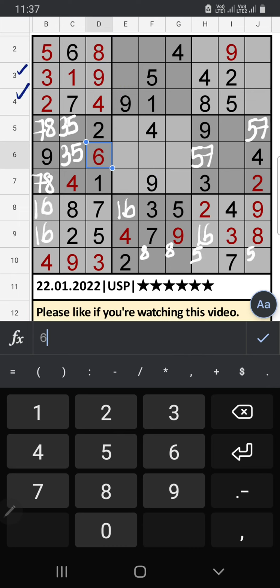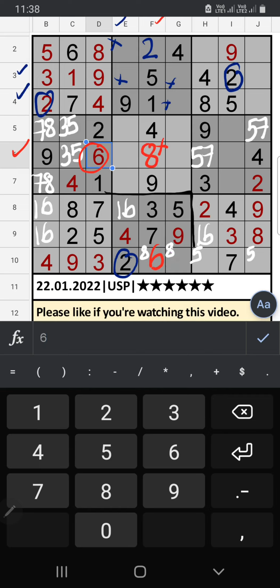In the third row and fourth row we have 2. Column E also has 2, so 2 can't come in these cells. Then 2 is confirmed here. In column F, 2 numbers are remaining, 6 and 8. In the sixth row we have 6, so 6 can't come in this cell. 6 is confirmed here. Then 8 is here.